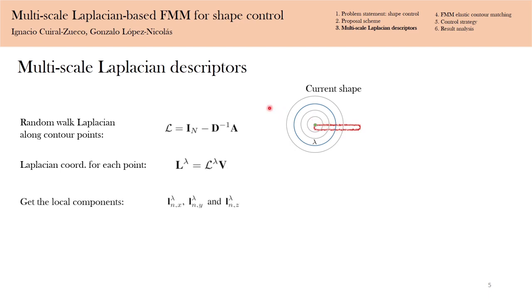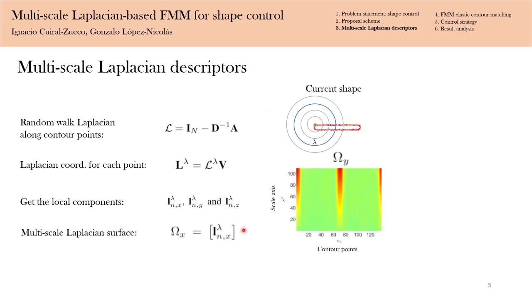For each of these Laplacian coordinates I compute, I can extract the local components of the contour point. If I arrange the local components separately in three different surfaces, x, y, and z, I obtain what we call the multiscale Laplacian descriptor for a given local component. In this case, the y component, which corresponds to the normal component of the Laplacian coordinates, pointing outward, outside the contour. So here you've got a descriptor, which is for all the contour points and all the scales I'm analyzing the object.